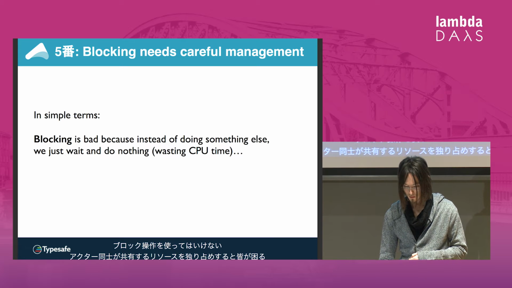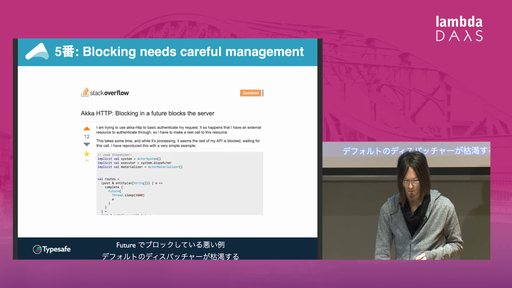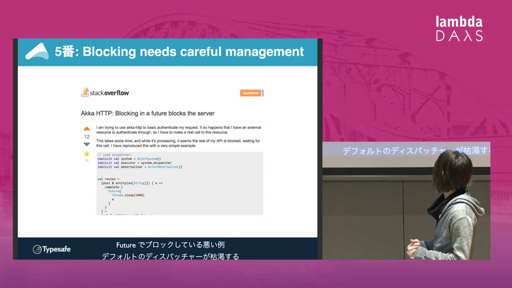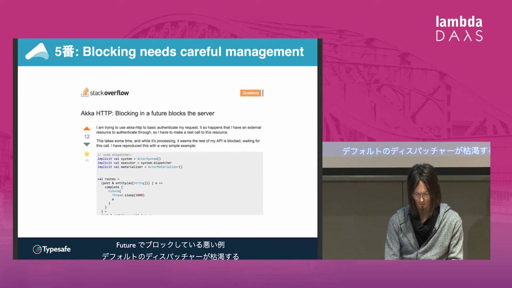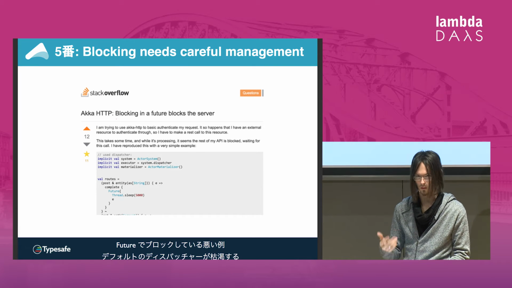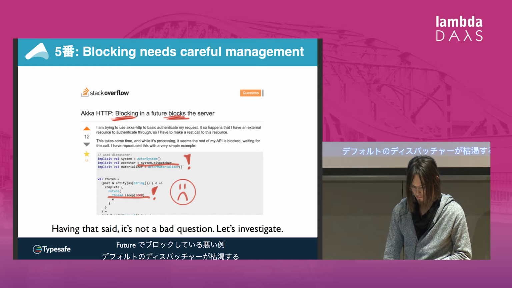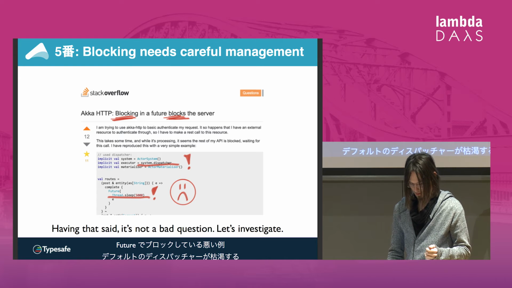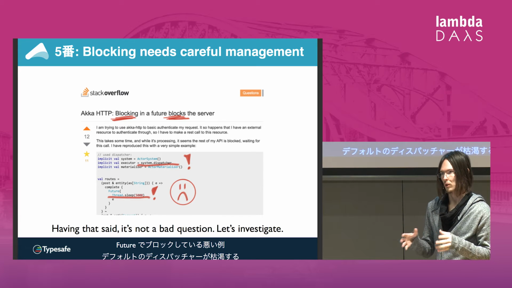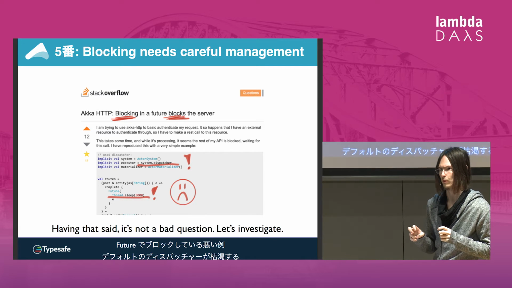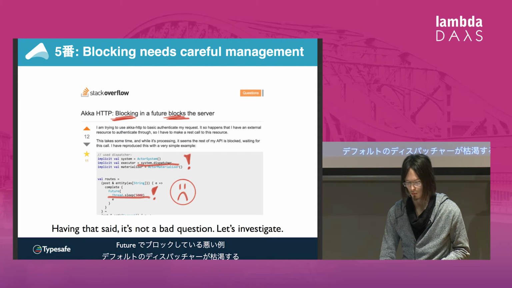So blocking is bad because instead of doing something useful, you do nothing. So let's not do that. Sometimes people write code like this because they want to benchmark Akka, in this case Akka HTTP. They write a sleep in a future in an Akka HTTP route, and then the question is, blocking in a future blocks the server. Well, yes, blocking blocks. But it's not really a bad question, because the person just wanted to simulate doing something in their code by putting a sleep inside. It's just a bad way to simulate doing any work.